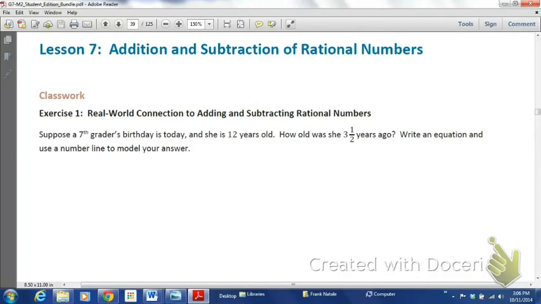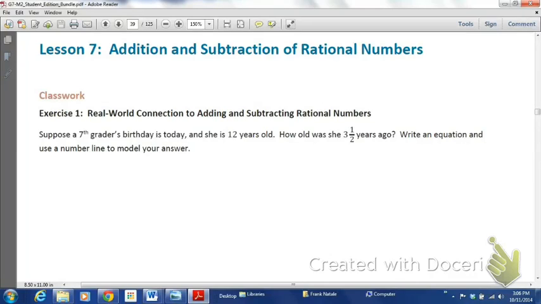Hello, welcome to Lesson 7 in our study of rational numbers, addition and subtraction of rational numbers. Okay, so let's get started right off the bat here with some classwork, quote-unquote classwork. And Exercise 1 is a real-world connection to adding and subtracting rational numbers.